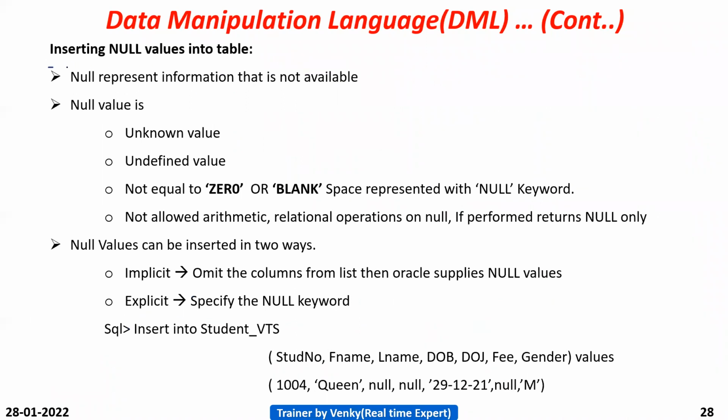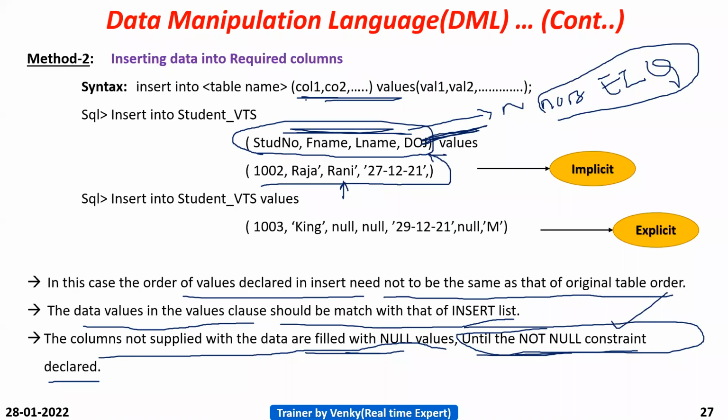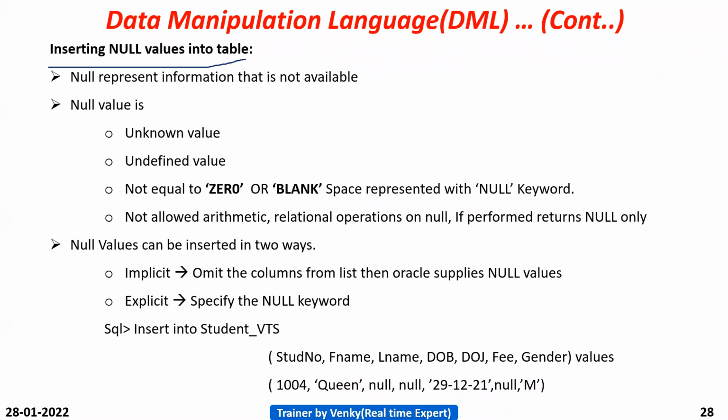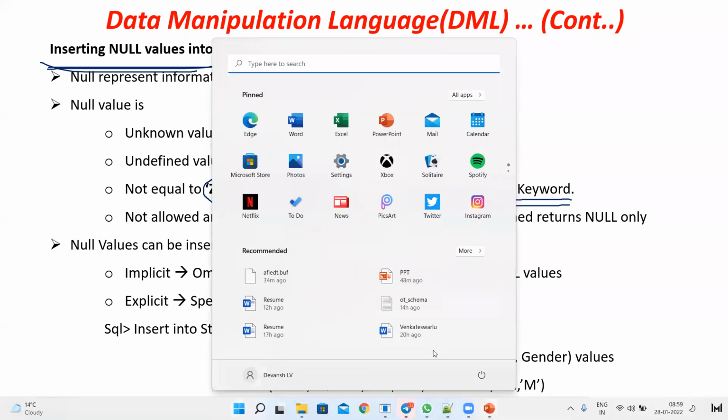Next, insert null values into the table. Okay. This one is about null. What is null? Null is an unknown value, undefined value. It is not equal to 0 or blank space, and is represented with the null keyword. If a value is not equal to 0 or blank space, that is represented with the null keyword. So can you define the null values here?